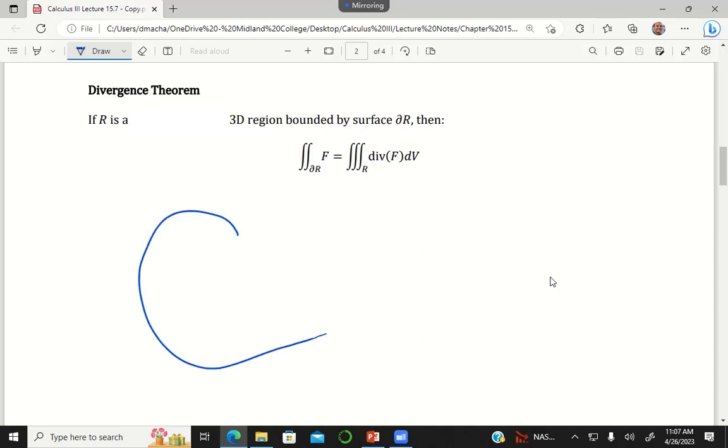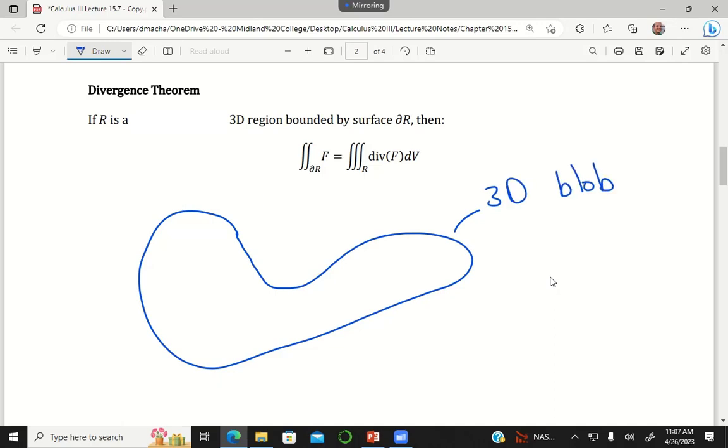Capital R is a 3D region, right? So this isn't supposed to be flat, but I don't know how to draw it in 3D. So this is like a 3-dimensional blob in space. And we call the boundary of this region, the shell of the region, or like the skin of that blob.